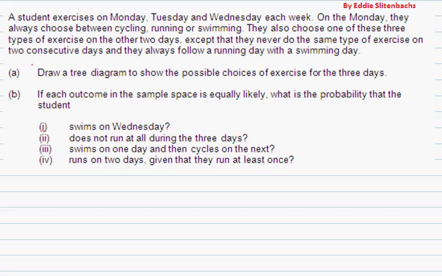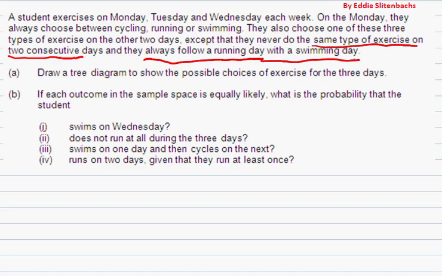So this is important. They never do the same type of exercise on 2 consecutive days. So if they've done running, they're not going to follow it with another day of running. And they always follow running with swimming. So this is another constraint here. They always follow running with a swimming day.